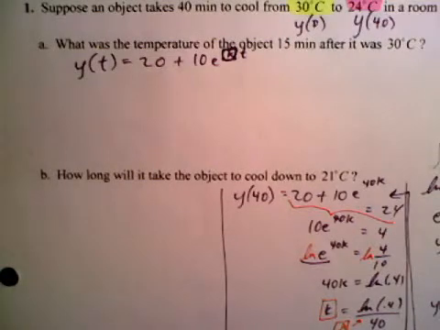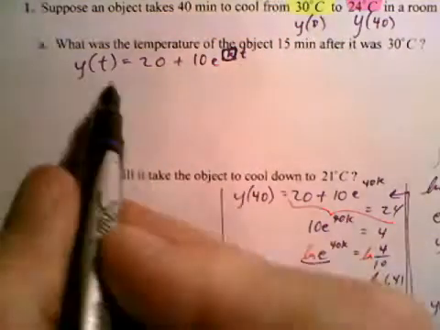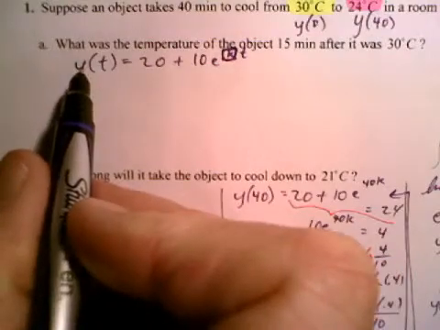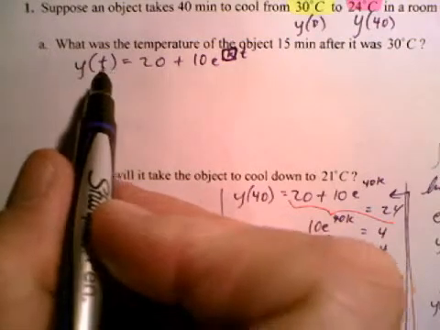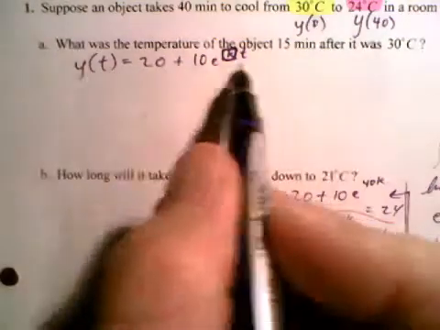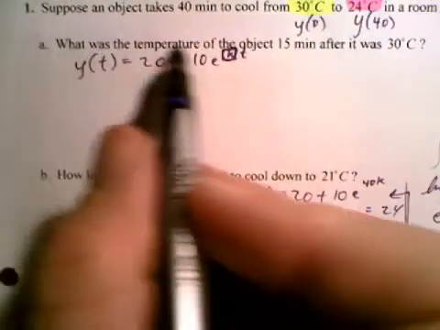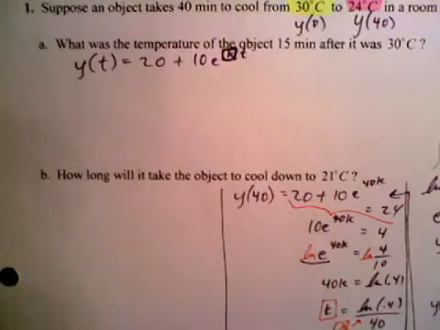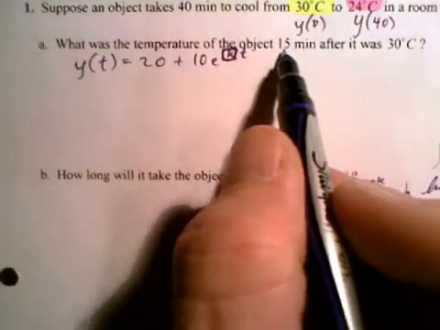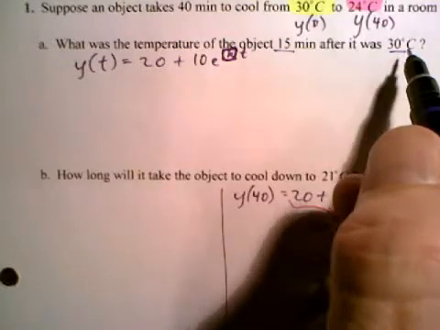Part 2. So now that we've already set up the equation for y, the temperature of the object at time t, which is what we have here, all we have to do is figure out what the question is now asking us to do, and we can solve the problem here. What was the temperature of the object 15 minutes after it was 30 degrees?